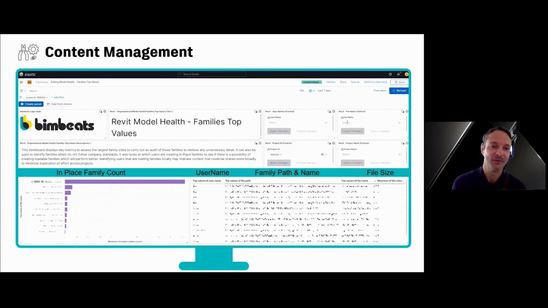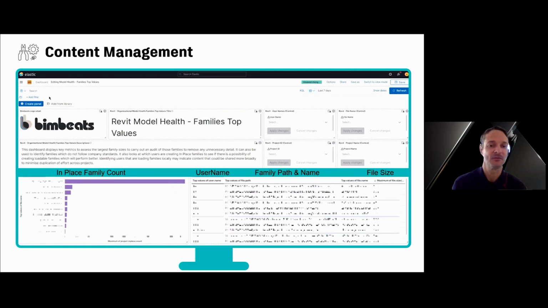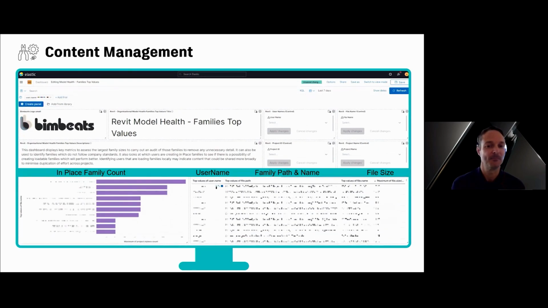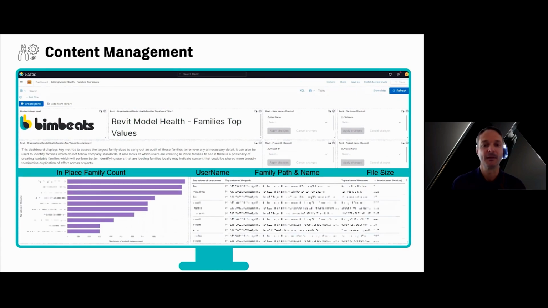But what we're able to do here is obviously say, well, that bespoke piece of casework that you've just created, you've copied it 200 times in your model. So maybe it's better that that is a loadable family. And then we would have dashboards that would be set up that would provide links to training material. So for those users that didn't know how to build families, it would be, okay, we've identified that you've got 100 in-place families on this project.